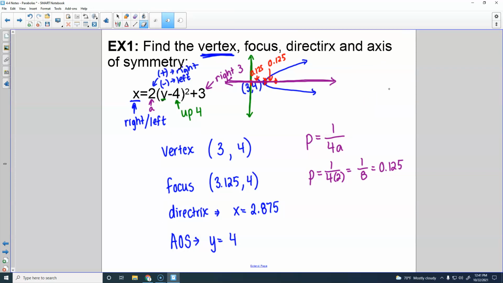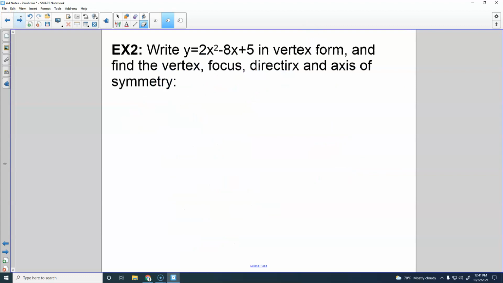Okay, so let's try another one. Now this one is not in standard form. So we need to put this one in standard form, which is going to be a little bit like the circles and ellipses, but also a little different. It's still going to involve completing the square, but it's going to be a little bit different. So, y equals 2. I'm going to factor 2 out of my x's right here. X squared minus 4x plus blank. And then I've got that plus 5. I'm just going to leave it over here.